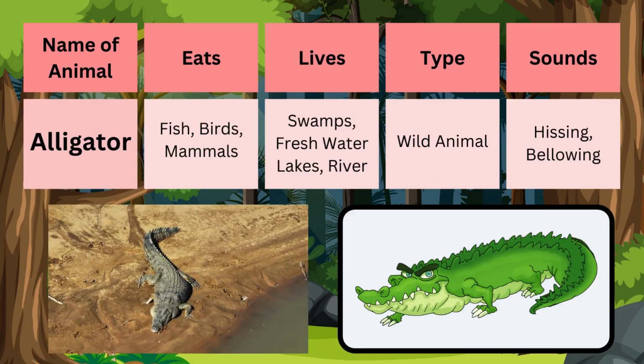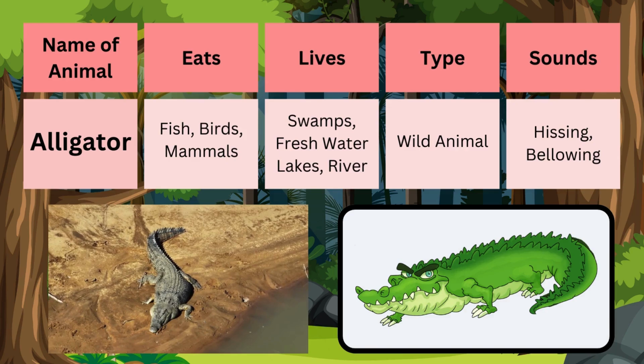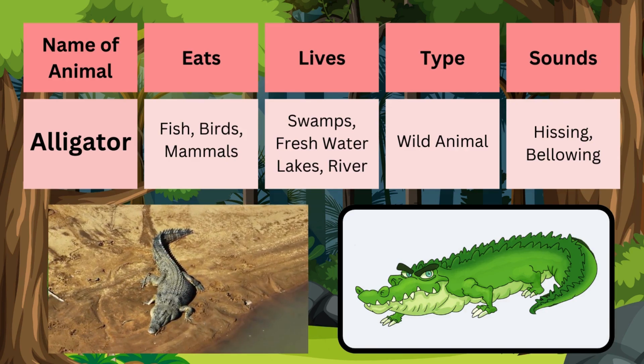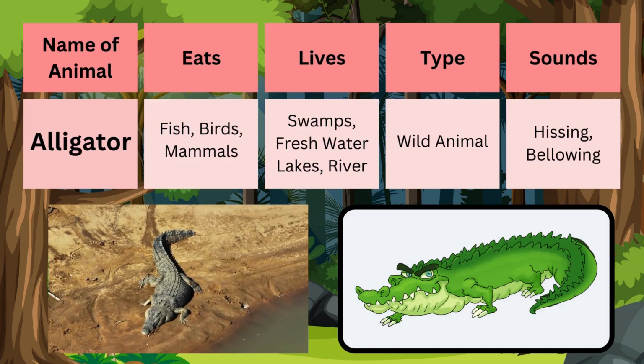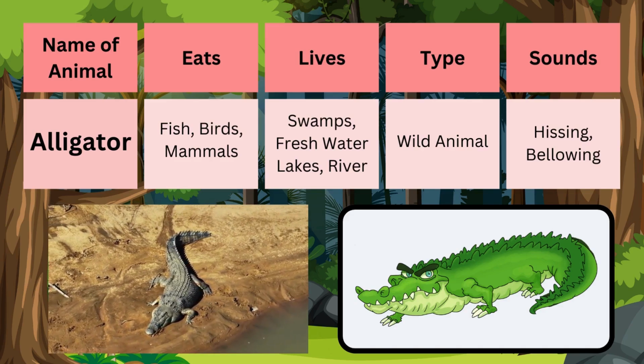Alligator. Alligator eats fish, birds, mammals. Lives in swamps, freshwater lakes, river. Alligator is a wild animal. Sounds.